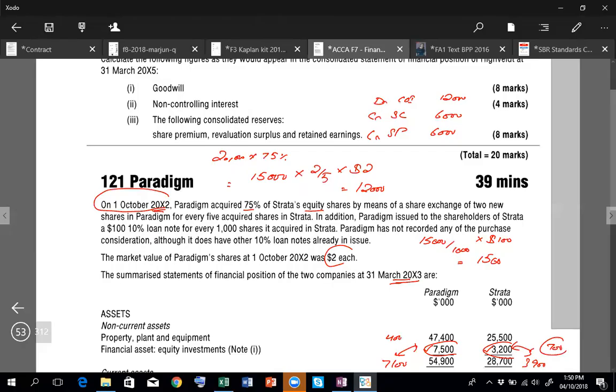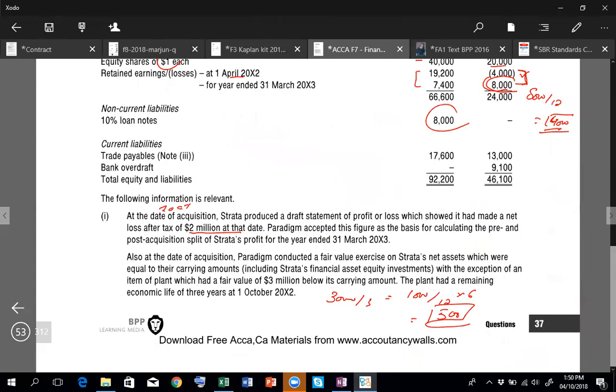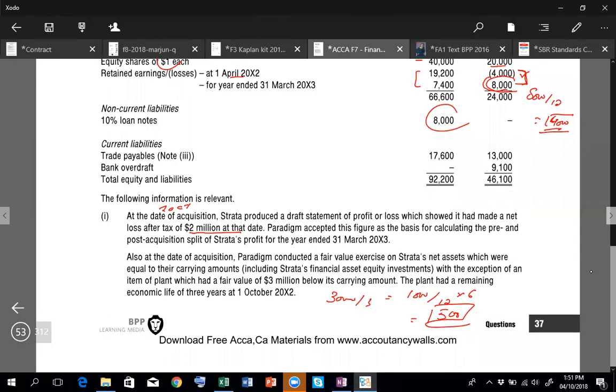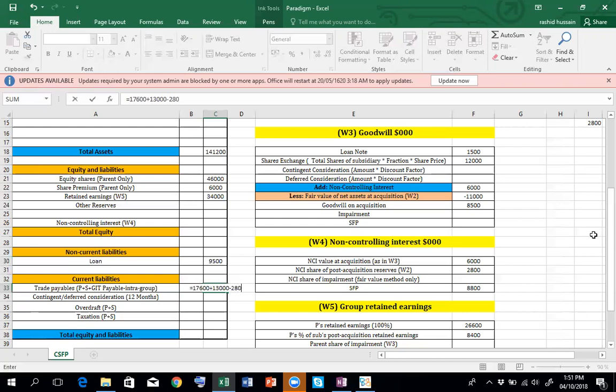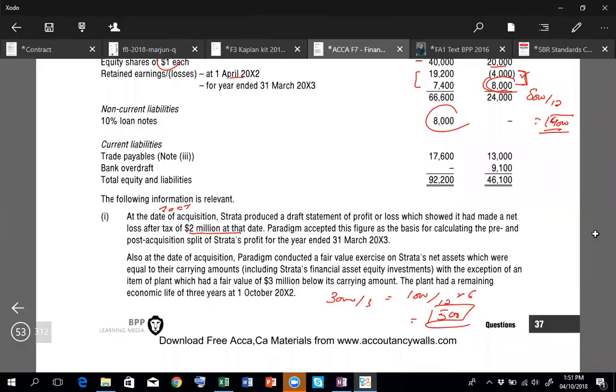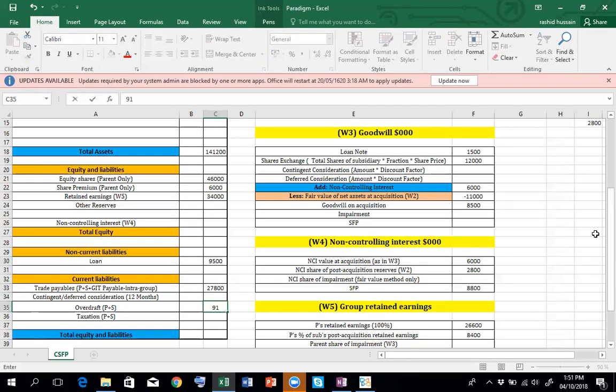Then you have the trade payables. It is 17,600 plus 13,000 and minus the intra-group, which was 2,800. We don't have the contingent or the deferred consideration. We have the bank overdraft of only 9,100. We missed the NCI, which is 8,800 from working number 4. Now we have calculated the complete thing, hopefully. Let's total it. It is 1,41,200, and you can see this is reconciled. So this was the question Paradigm. Now you can solve it by yourself, and I'm putting the Excel file into the folder as well as the video.